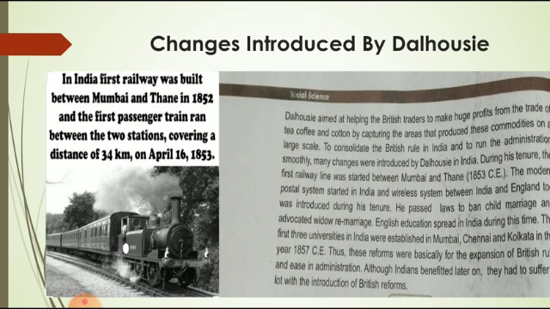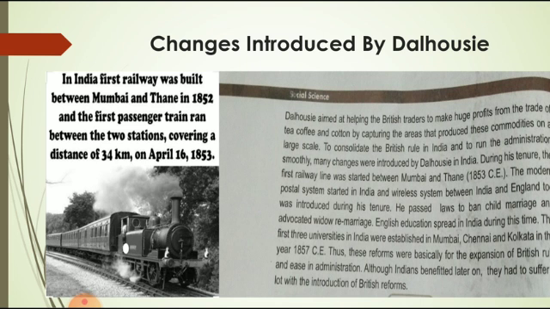Next, he passed laws to ban child marriage and advocate widow remarriages. He banned child marriages, right? He didn't like child marriage at all, so he banned it, and he also advocated widow remarriages.